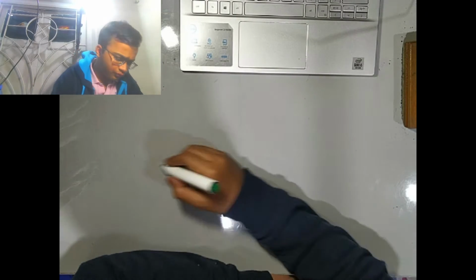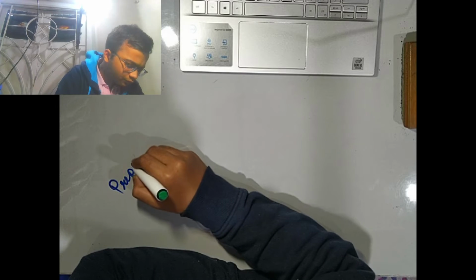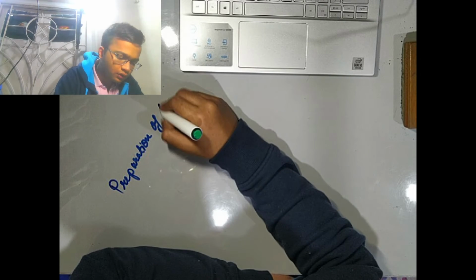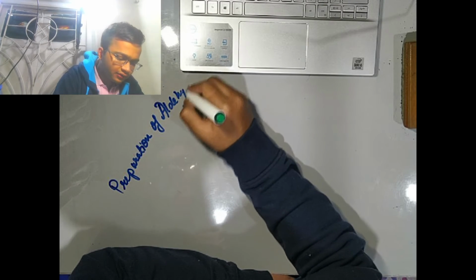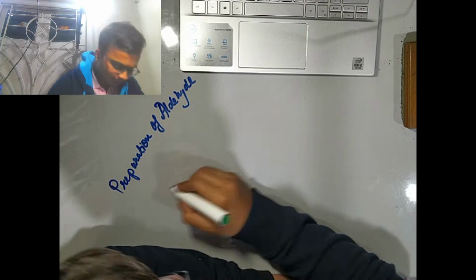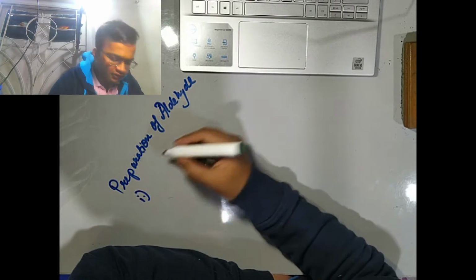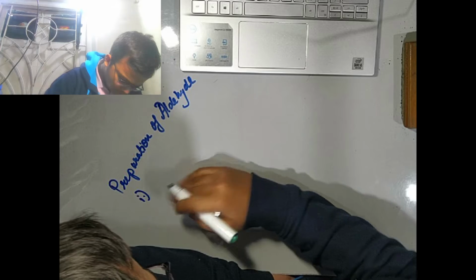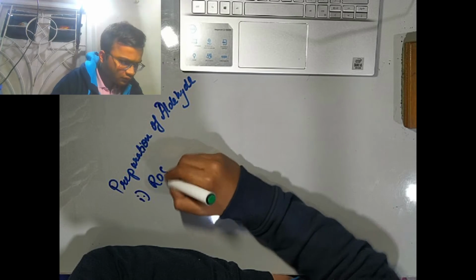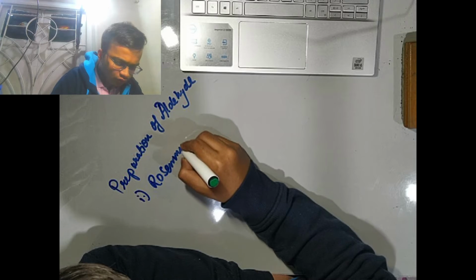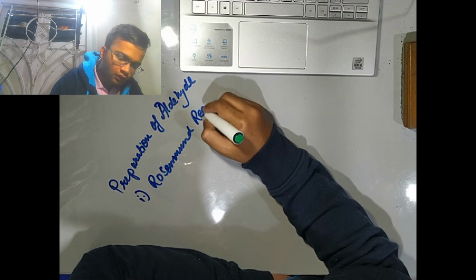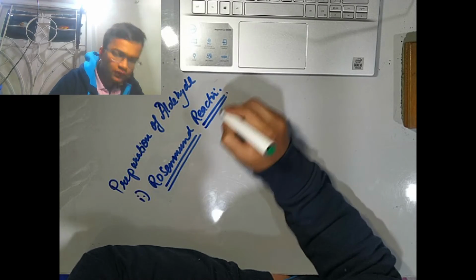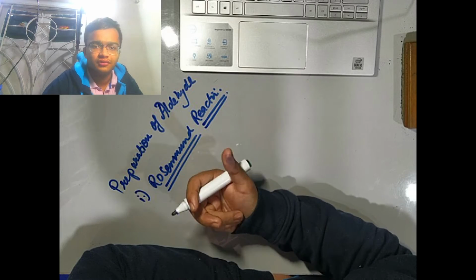Preparation of aldehyde. Okay, the first reaction which comes here is the Rosenmund reaction.